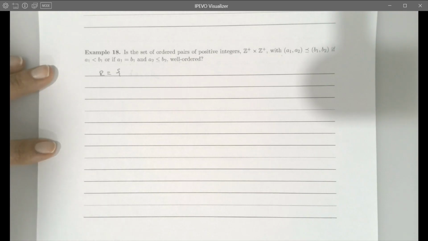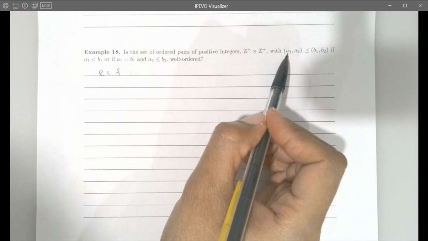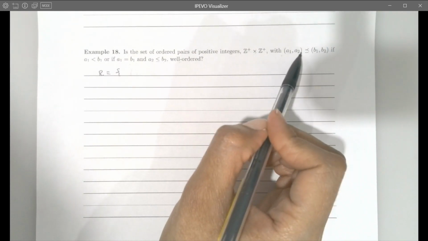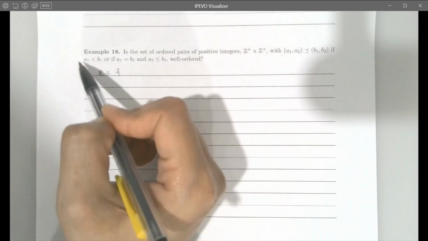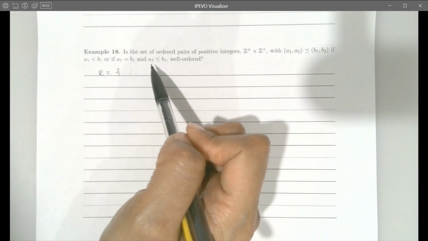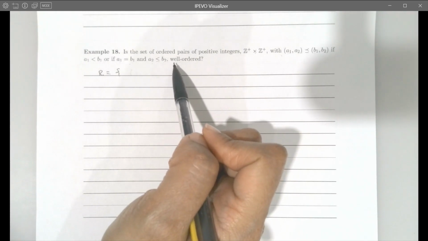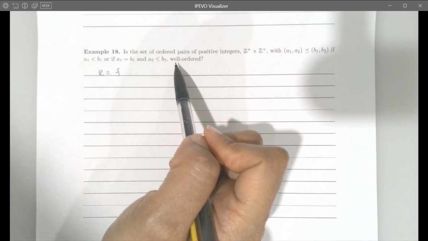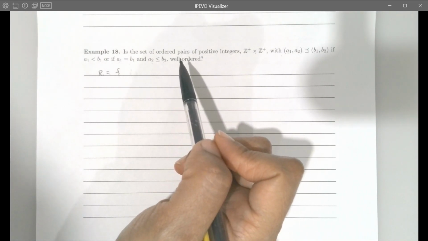We're going to take a look at one last example, example number 18, which reads, is the set of ordered pairs of positive integers Z plus cross Z plus, with ordered pair a1, a2 taking precedence over the ordered pair b1, b2 if a1 is less than b1, or if a1 and b1 are equal, then a2 is less than or equal to b2, well ordered? So there's quite a bit there that we need to unpack. Let's start by looking at what is the relation.